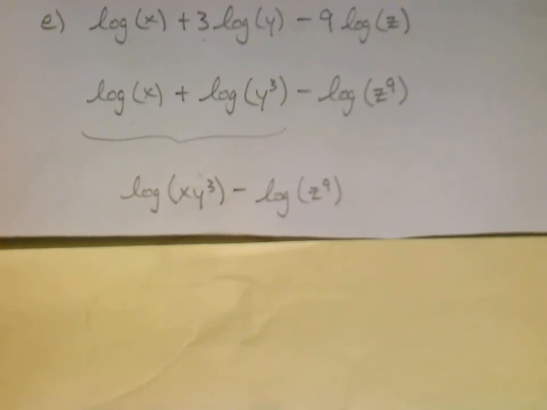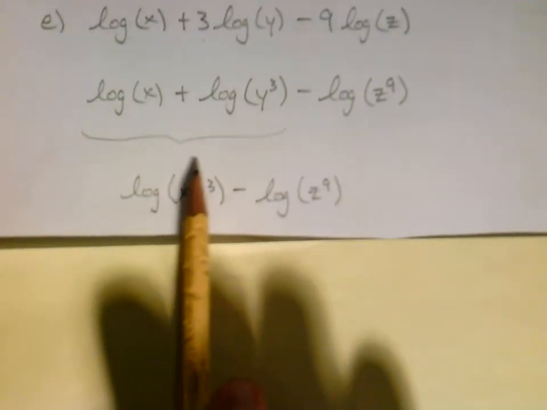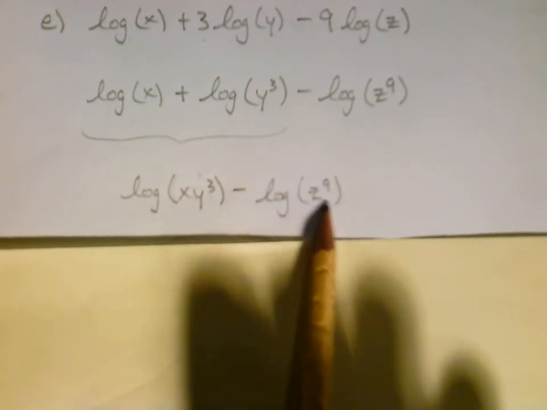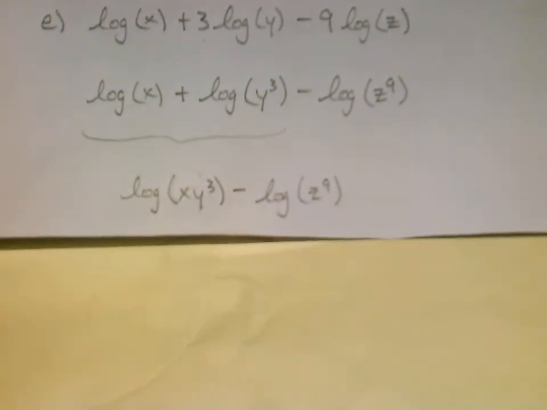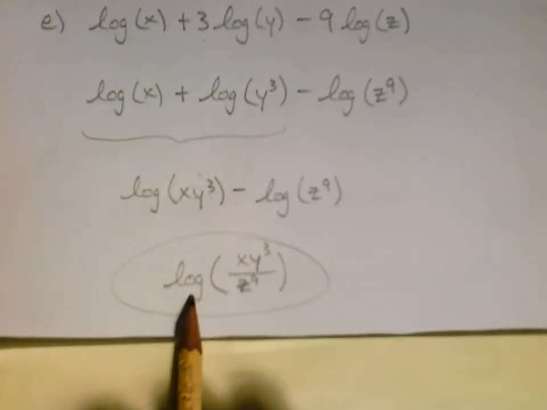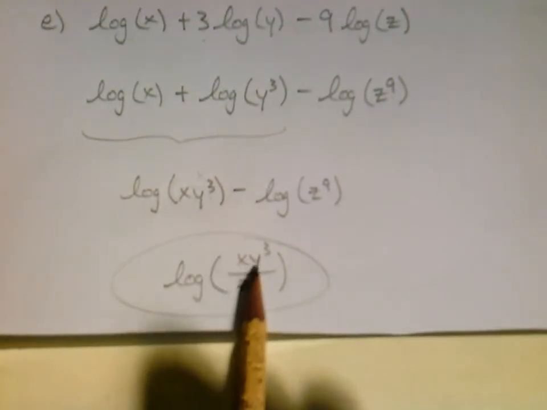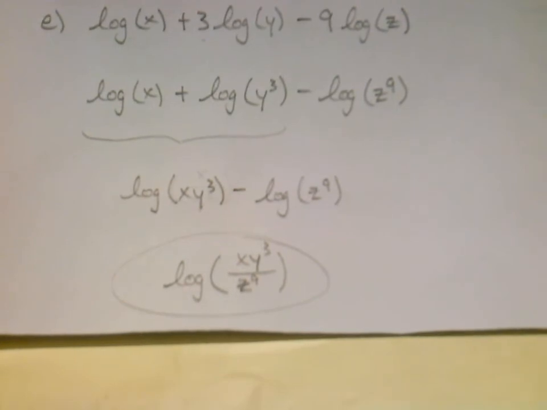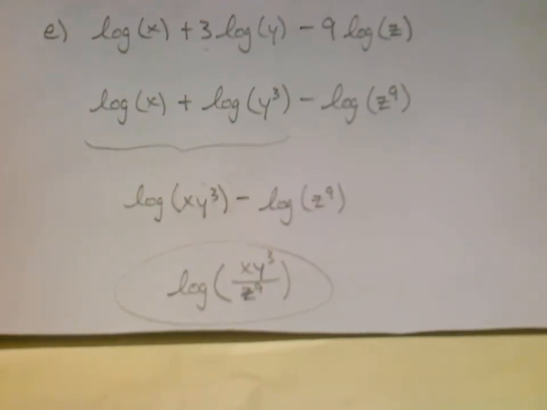Okay, and now we can finish it off. So think of this as a single argument, and this as a single argument, and we're subtracting. So it will become, finally in the end, just one common log, xy to the third over z to the ninth. And wow, I mean, think about where we started and how that condensed, right? And there it is.